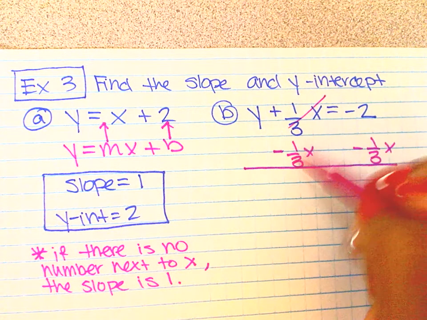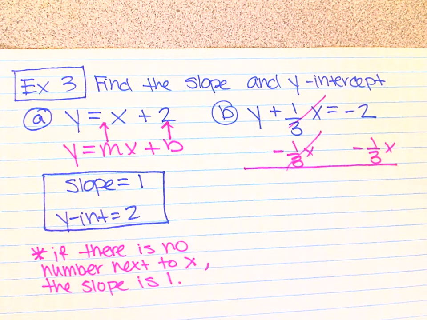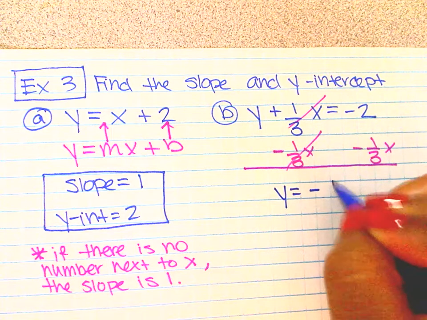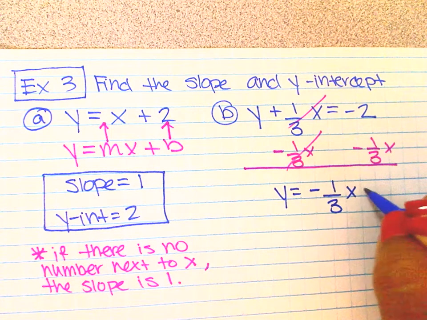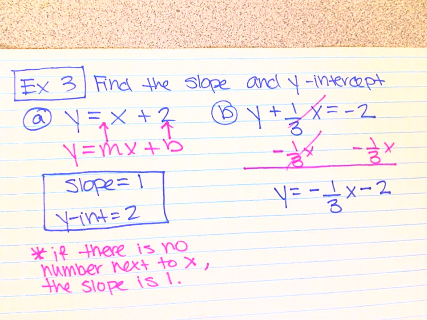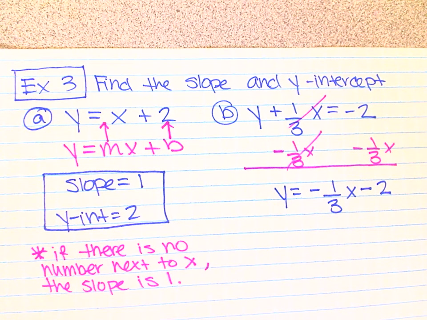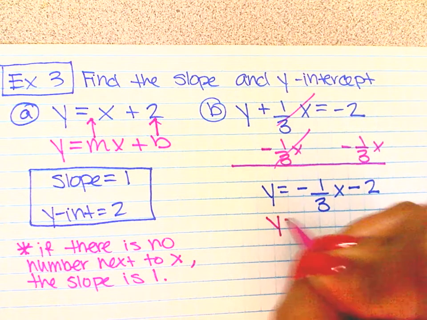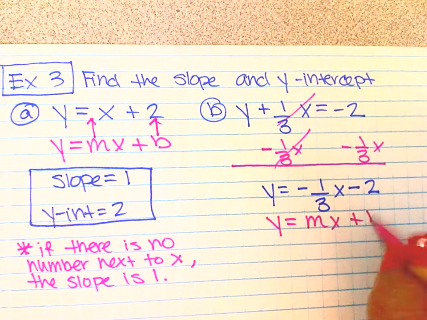Now my 1/3 x are gone, and I'm left with y equals negative 1/3 x minus 2. Whoa, everybody see that? It's simple algebra. All you have to do is just get it to the equation that it was. Now I can identify what the slope is, and I can identify what the y-intercept is. Okay, easy. So Miss Graham tells me y equals mx plus b.